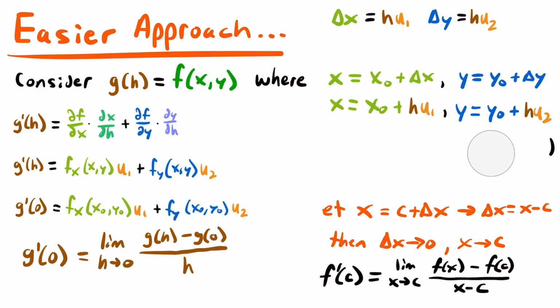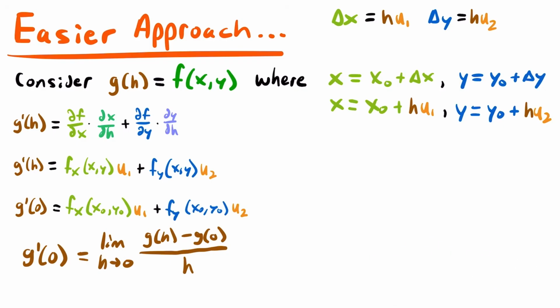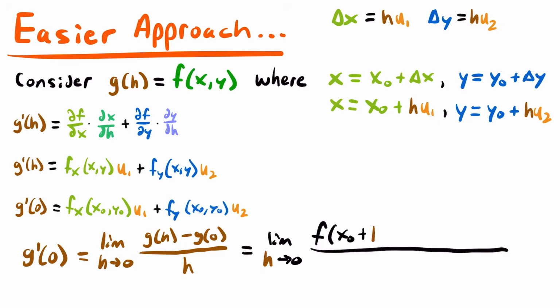And so why do we do that? Well, remember how we defined g of h? g of h is equal to f of x, y, where x is equal to x sub 0 plus h times u sub 1, and y is equal to y sub 0 plus h times u sub 2. So this would be equal to the limit as h approaches 0 of that function f of x sub 0 plus h times u sub 1. That's what x is. And then for y, we have y sub 0 plus h times u sub 2. And then we subtract g of 0.